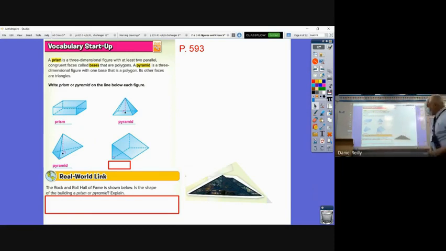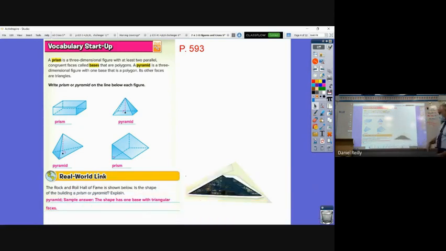So you got to be careful on this one. The Rock and Roll Hall of Fame looks like this. It is a pyramid, right? I think it's a rectangular pyramid. I don't think the base is a triangle.